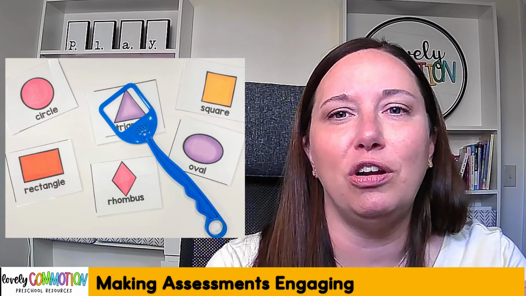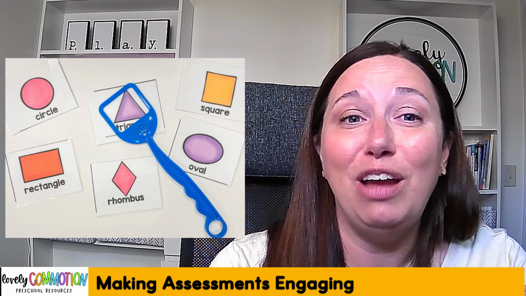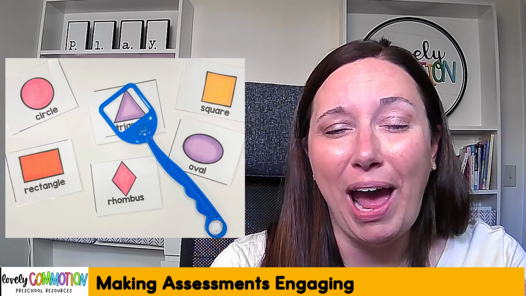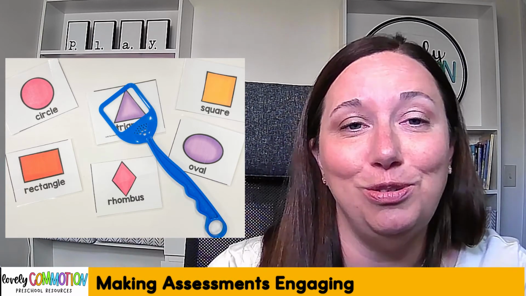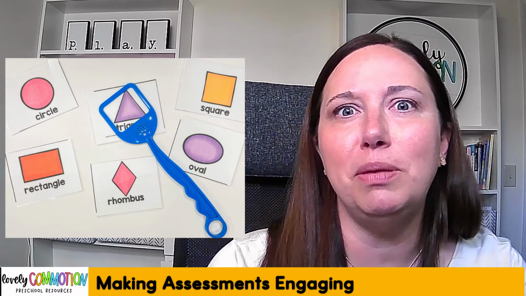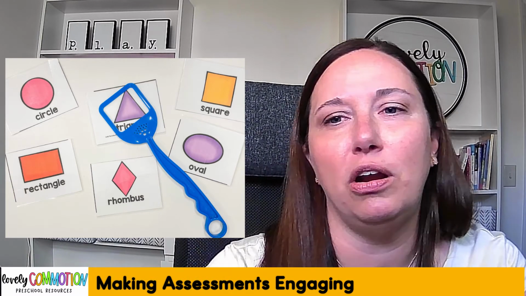Give them the flyswatter. Tell them to whack a shape. And once they whack it, ask them, which one did you whack? And then take that one away. Okay? And you can record. Do you know the names of these shapes? Right? Super simple, just adding a flyswatter.